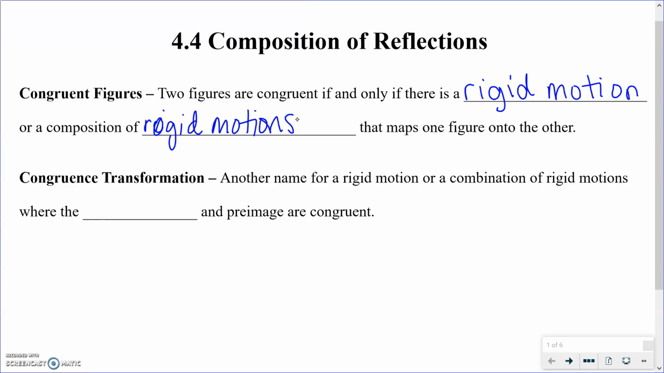And we will talk about dilations more next time. A congruence transformation is another name for a rigid motion or a combination of them where the image and the pre-image are congruent. So that just means that we're not changing the size or shape. We can combine as many motions as we want, but we're not changing the size or the shape.